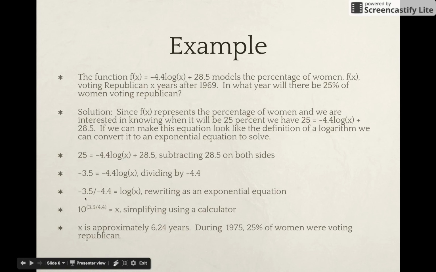Now, this looks like the definition of logarithm as stated in App 5, and we can rewrite this as an exponential equation. Using that definition, we get that x is equal to 10 raised to the 3.5 divided by 4.4. Using your calculator, you get that x is approximately 6.24 years, or rounded to the nearest year would be 6 years. Since x represents the number of years after 1969, we would know that during 1975, 25% of the women were voting Republican.